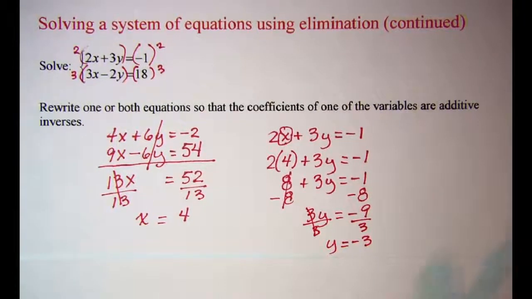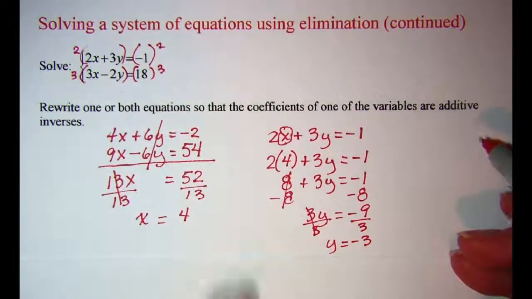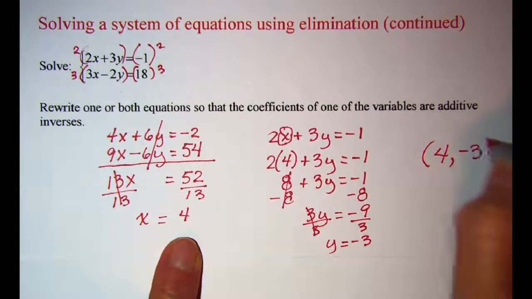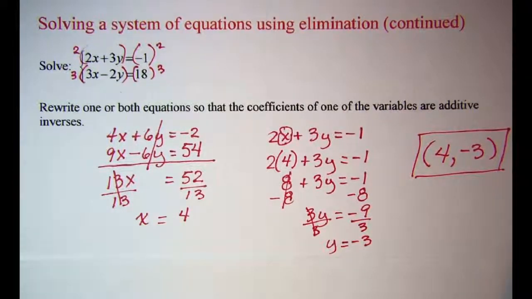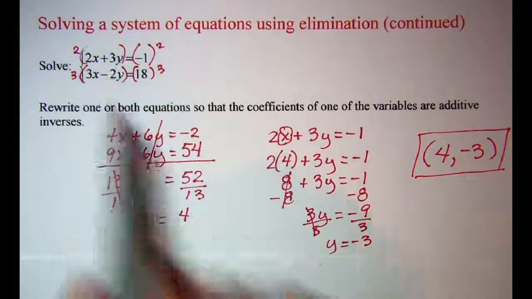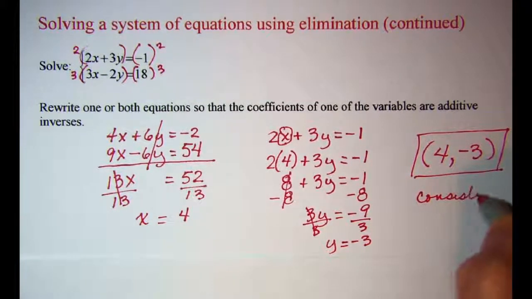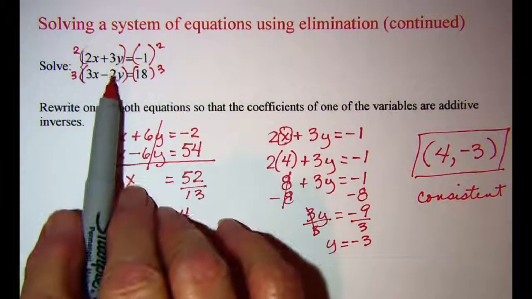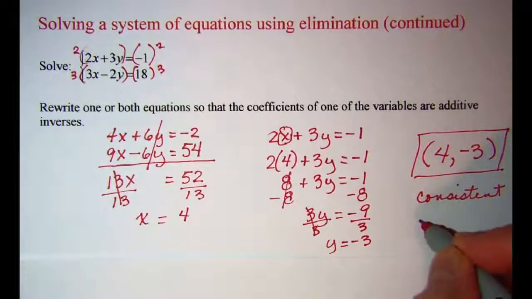So the point where these two lines intersect, they're both linear equations, has coordinates (4, negative 3). Since there is a solution set for this system, it's consistent. And since you can't get one of the equations by manipulating the other one algebraically, they are independent.